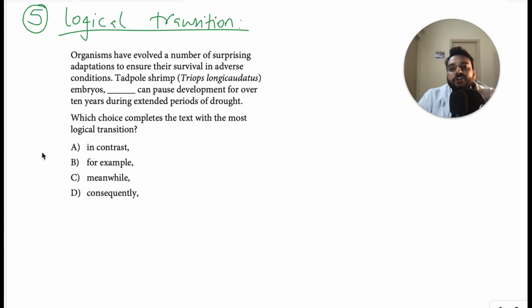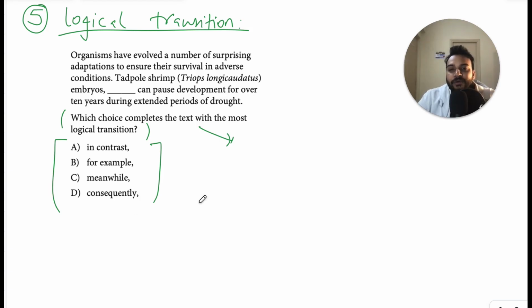These questions have this kind of a direction. Which choice completes the text with the most logical transition? Usually they would have a passage here in which two not so related ideas would be connected, and they want the most logical transition. So you'll have connector words like this. These options are basically the connector words, conjunctions or connector words.